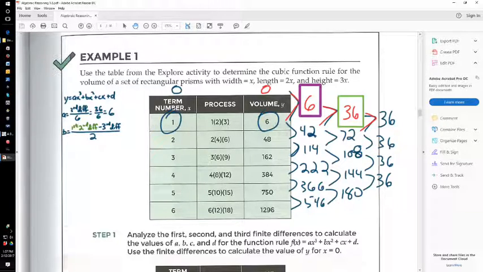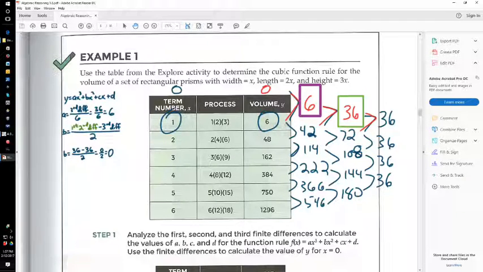So for your b value, it is the first second difference, which we had to calculate. That was the 36 in green over there, minus the third difference, which again is 36, divided by 2. Which is 0 divided by 2, which is simply 0. So the b value is 0.